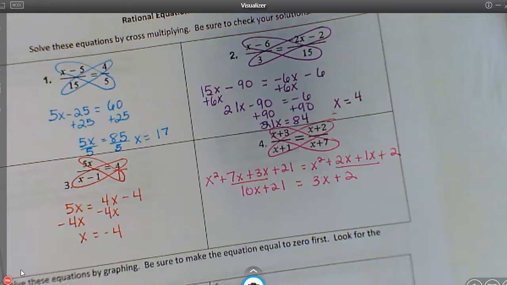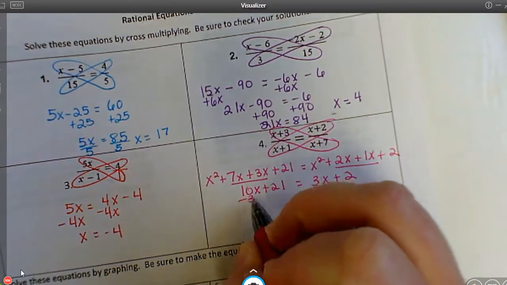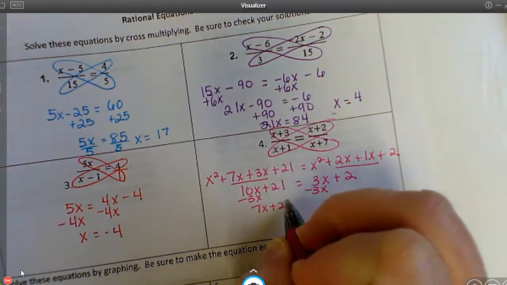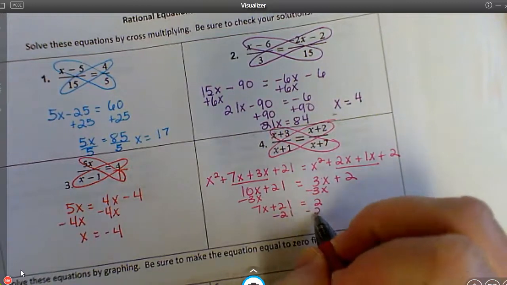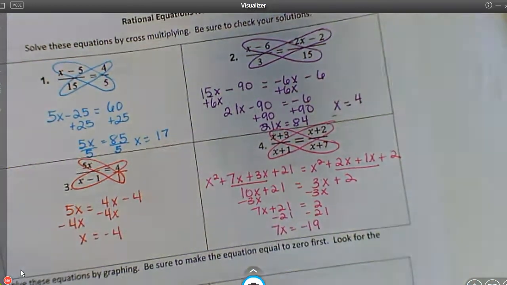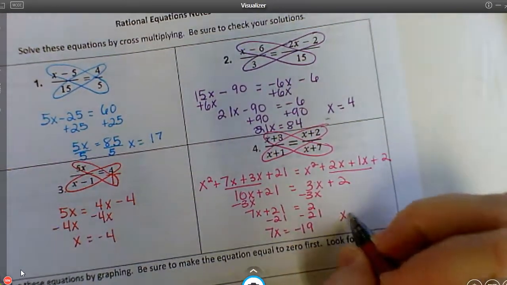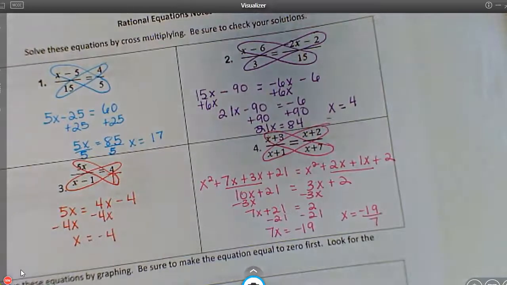And again, the x squareds went away because I subtracted it on both sides, and you get 0. To finish that problem, I'm going to subtract 3x on both sides. Then I'm going to subtract 21. And then divide by 7. And oddly enough, it is okay to get fractions when you're doing these questions. Fractions or decimals are perfectly fine.